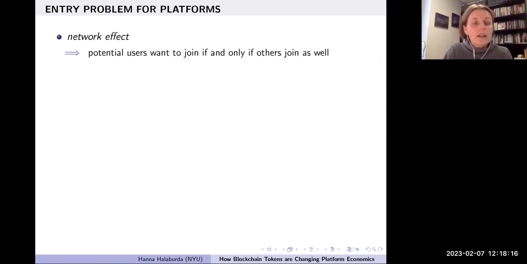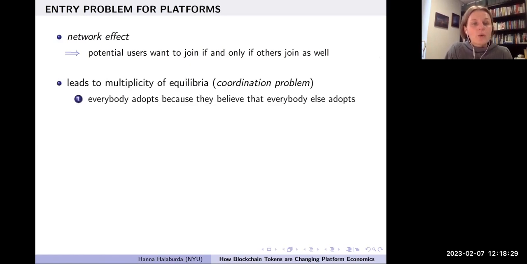So, like I said, in both of those cases, we have network effects and potential users want to join if and only if other users join as well. And this leads to multiplicity of equilibria. So either everybody adopts because they believe that everybody else adopts. So think about everybody standing in line for the iPhone in 2007 because they assume it's not only going to be a great product, but it's going to have a lot of apps. Or nobody adopts because they believe that nobody else adopts.